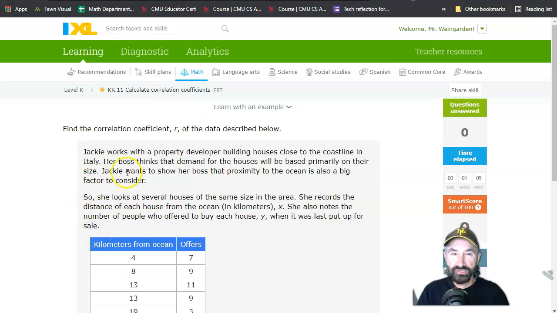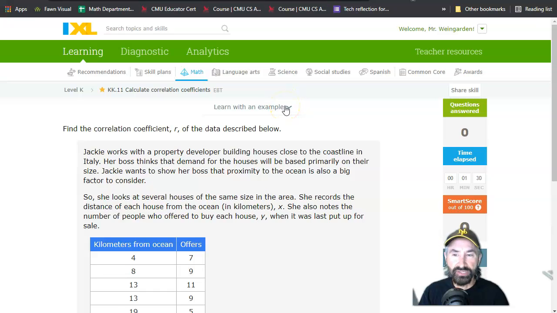Hey folks, for this IXL skill, we are going to need to use some software to get the job done. It's just very difficult to do this calculation by hand. Hopefully by now I've already had you try to use your gut to figure out approximately what the correlation coefficient is for some scatter plots.